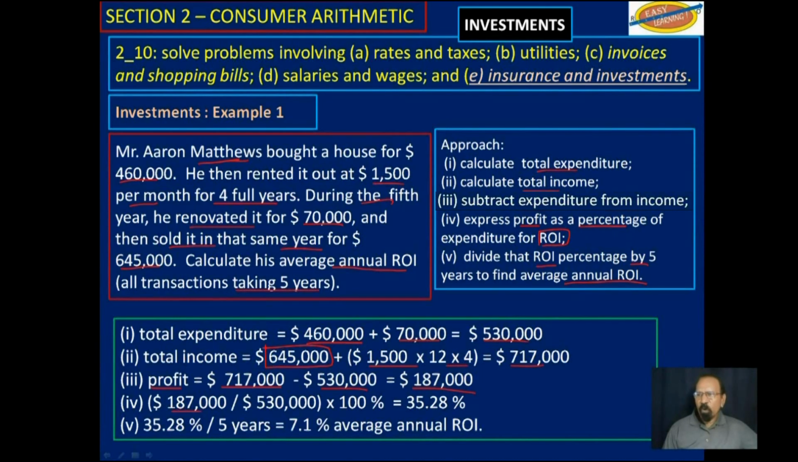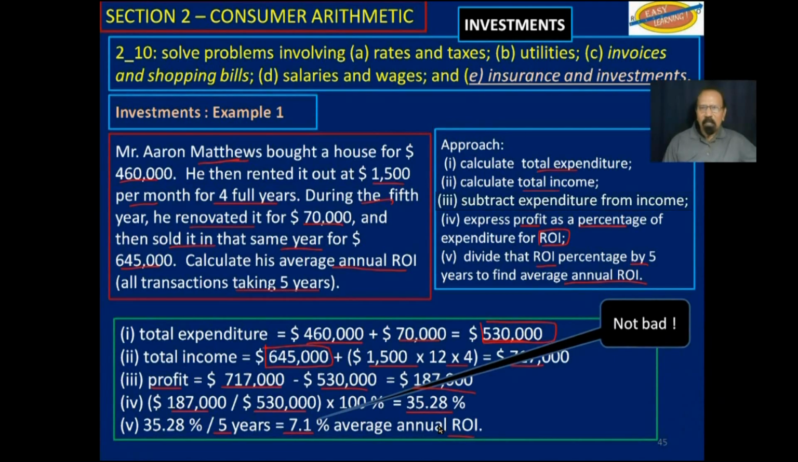We express that 187,000 as a fraction of his investments, which is the 530,000, and that gives 35.28% for 5 years. Divide that by 5 years and you get 7.1% average annual ROI, return on investment. Now, that is not bad at all. As a matter of fact, an ROI of 5 to 7% is considered good.